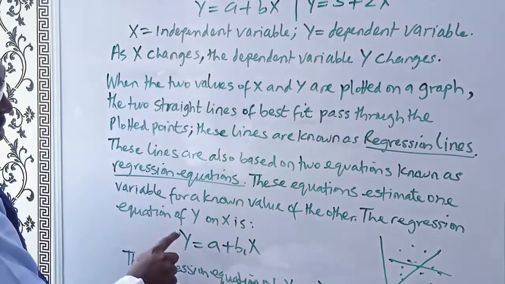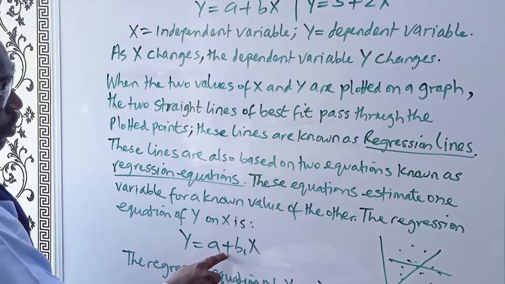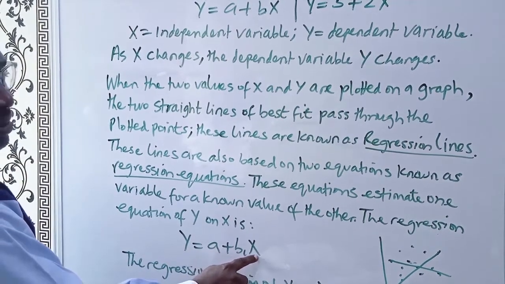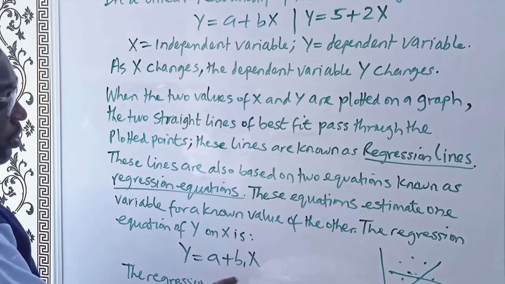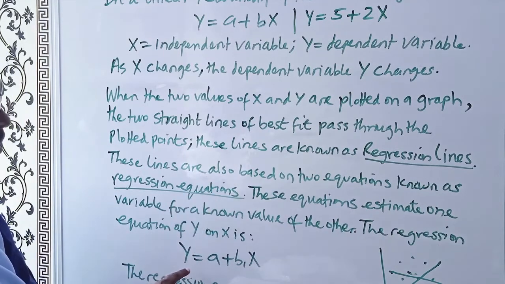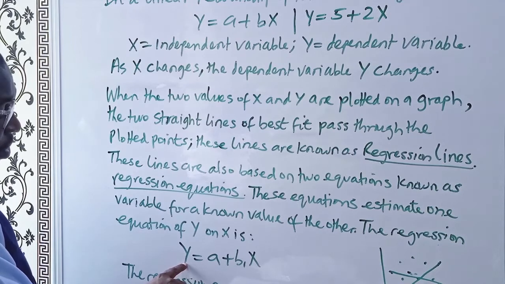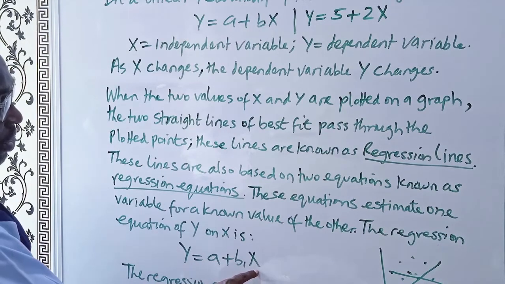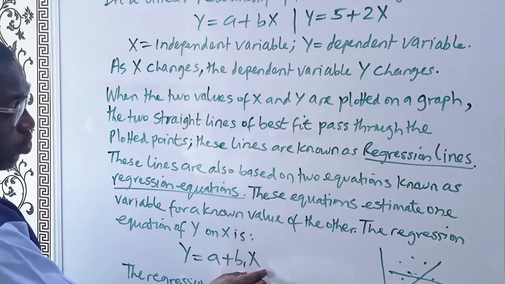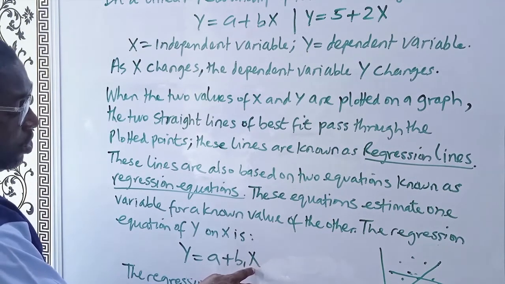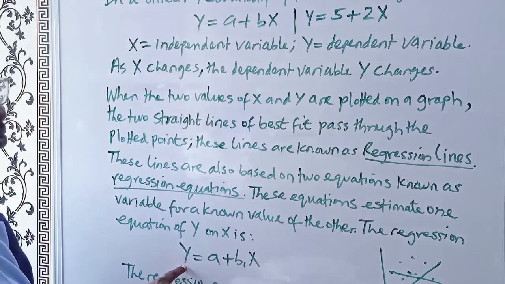Can you see that? This is y equals a plus bx. I'll put 1 here because we're going to have another equation which is different. Here y is the dependent variable, based on x. So we have y on x: y will be outside and x will be in here. So based on the value of x, we can predict y.